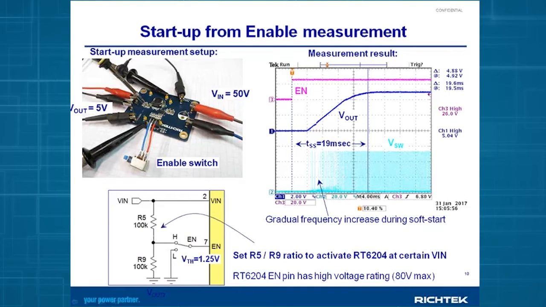If you want to use the resistor divider on the enable pin to make a startup condition at different input voltage, you can choose this resistor divider, and the only thing that you have to take care of is that the threshold of the IC at enable is around 1.25 volts. So when you set the resistor divider for an input voltage where you reach the 1.25 volts, the converter switches on. Please note that the RT6204 enable pin has a high voltage rating. So you don't have to worry about exceeding a certain voltage with the enable pin, because it can basically be connected directly to the input voltage without any risk of damage.